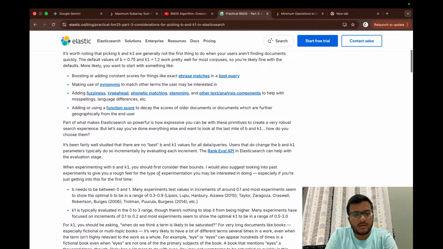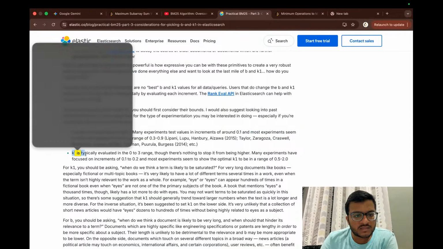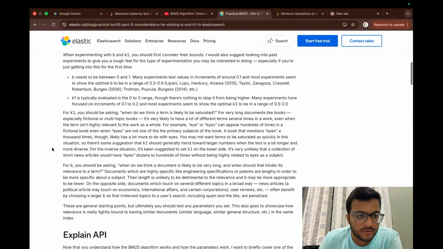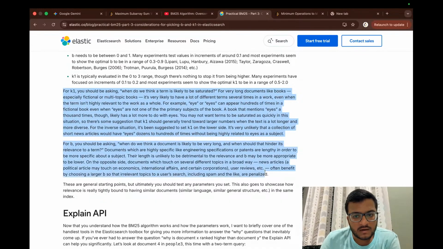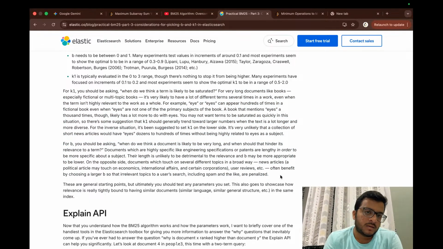These are different experiments. As I told you, this B and K1 value is experimentation. Nobody can typically guarantee you, but they have some suggestions on how to range your K1 and how to range this B. You can read this paragraph and see why K1 and B matter that much to the BM25 algorithm. So let's read this.